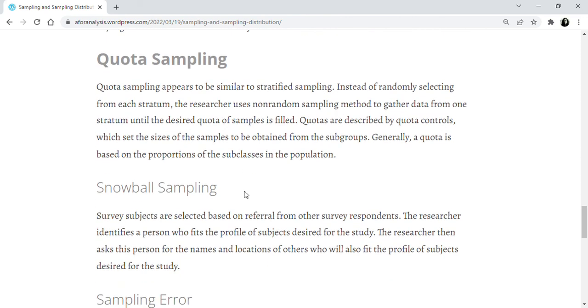Next comes quota sampling. Quota sampling appears to be similar to stratified sampling. Again, there must be a difference. Instead of randomly selecting from each stratum, the researcher uses a non-random sampling method to gather data from one stratum until the desired quota of the sample is filled. So in stratified sampling, after getting all the strata, we have to randomly select a few units from each stratum. But in this case, we have to fill up the quota, and that should be our only goal. Quotas are described as quota controls, which set the sizes of the samples to be obtained from the subgroups. Generally, a quota is based on the proportion of the subclasses of the population.